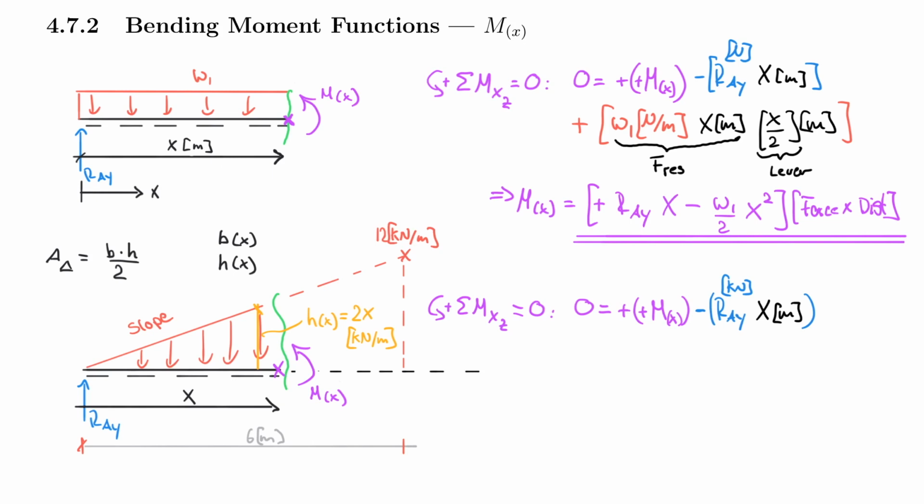So the base, like before, is x in meters. My height was really equal to 2x in kilonewton per meter. And now I have a resultant force if I multiply this by 1/2, if I'm not mistaken. So 1/2, this really is the entire resultant force. So this is F resultant of the triangle that has a length of x.